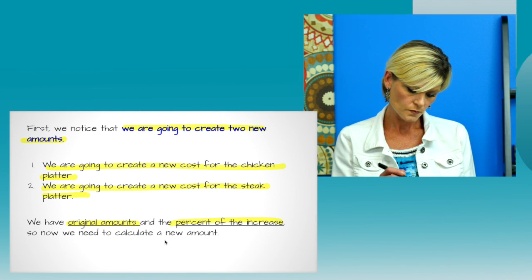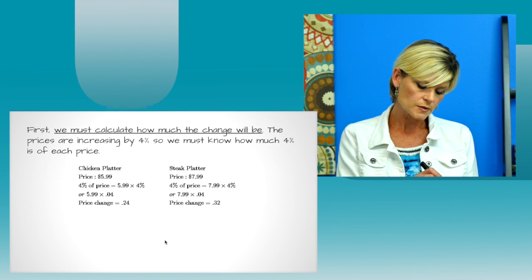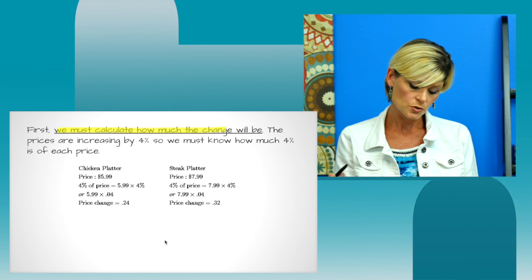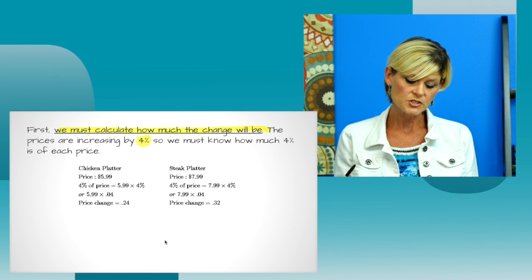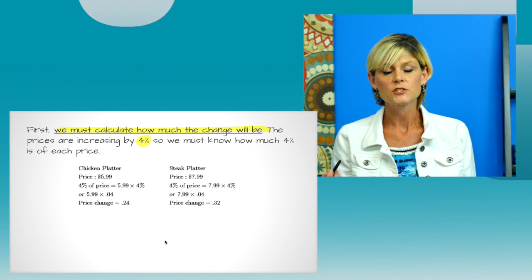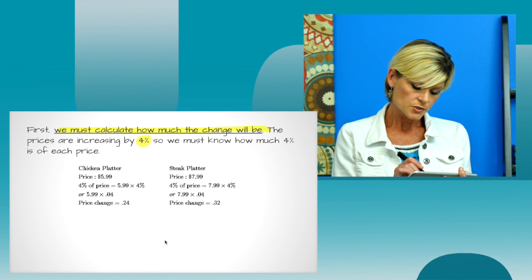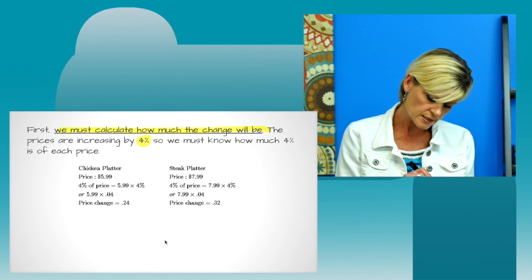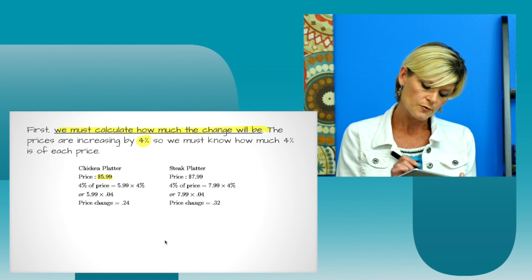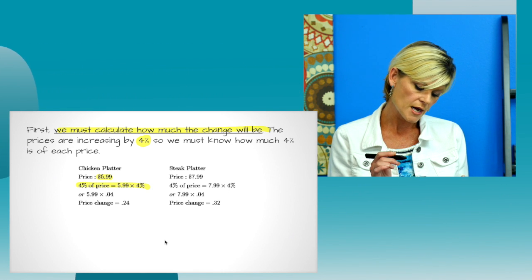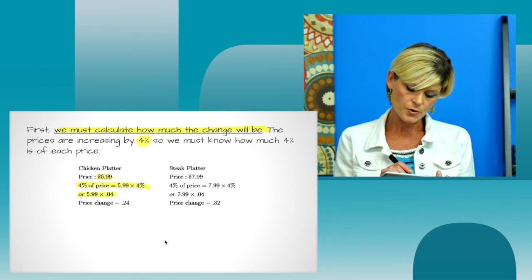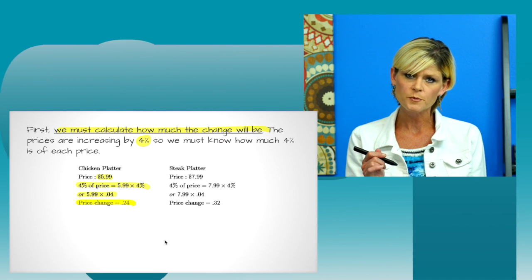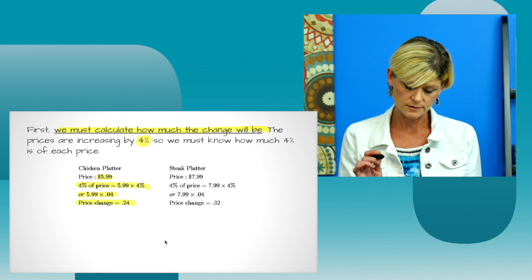We have the original amounts and the percents of the increases, so now we just need to calculate the new amount. The first thing we need to do is calculate how much the change will be. The prices are increasing by 4%, so we have to know how much 4% is of each price, and we do that by multiplying. So I have my chicken here for $5.99. If I want to know what 4% is, I multiply it by 0.04, or 5.99 times 0.04. The price change is 24 cents. So 4% of $5.99 is 24 cents.